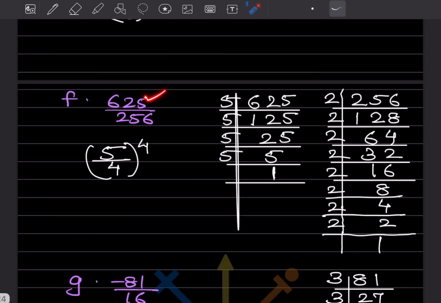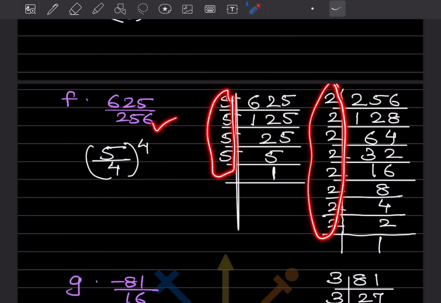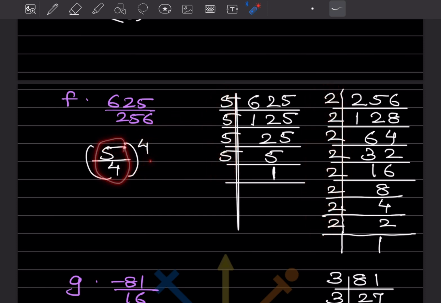Now for 625, these are the factors of 625, and for 256, these are the factors of 256. So this is 4 times, but here you can see 2 is 8 times. So what we can do is make a group of 4. We can combine it, so 4 raised to 4 is going to be 256. So what we can write here is 5 raised to 4, and this is going to be 4 raised to 4. So that will be 5 by 4 raised to 4.